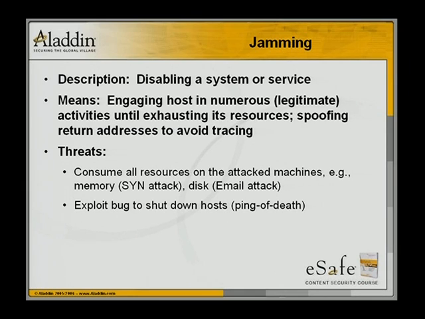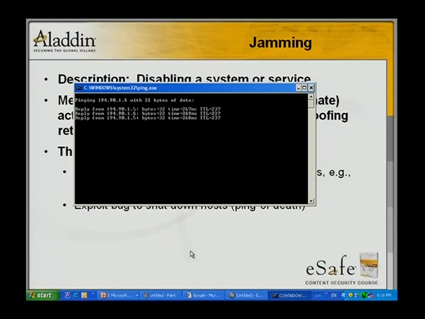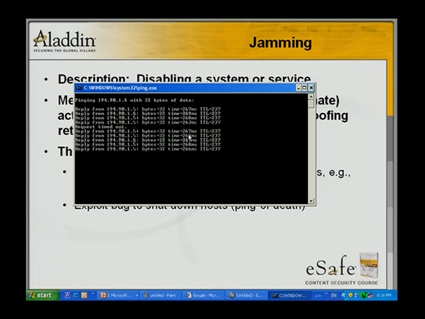Threats consume all resources on the attacked machines. For example, memory or disk, email attack, or exploiting a bug to shut down a host, ping of death. A little bit of detail on ping of death. It's a specially crafted ping packet. Ping, if we show it, is like that. Let's say I ping an address. I basically test the connection to a remote server. What I see here is that it gives me a reply and also the access time, which in this example is 300 milliseconds.